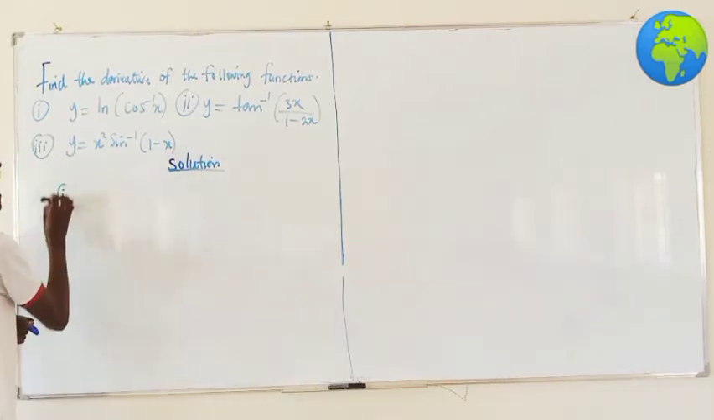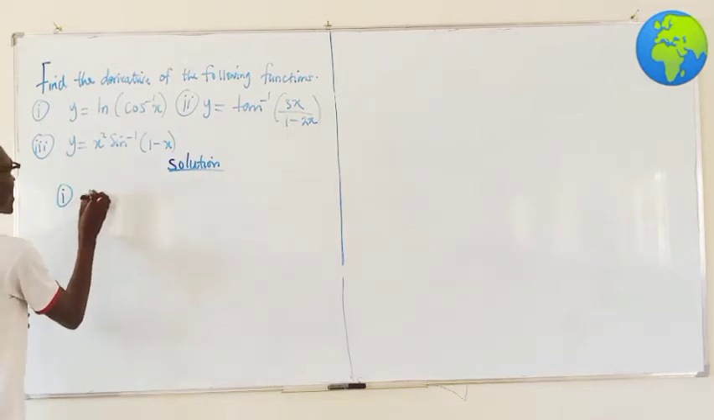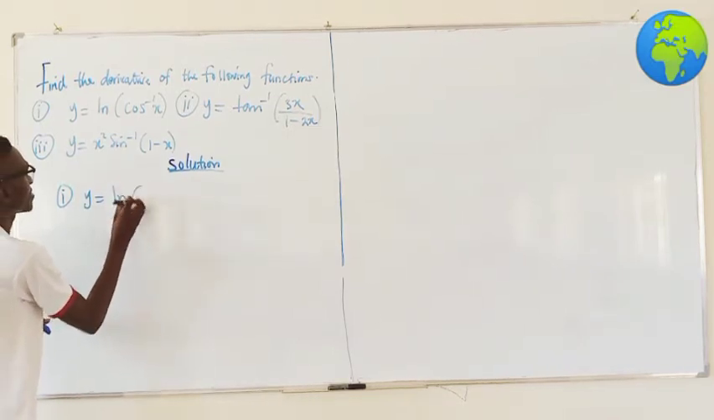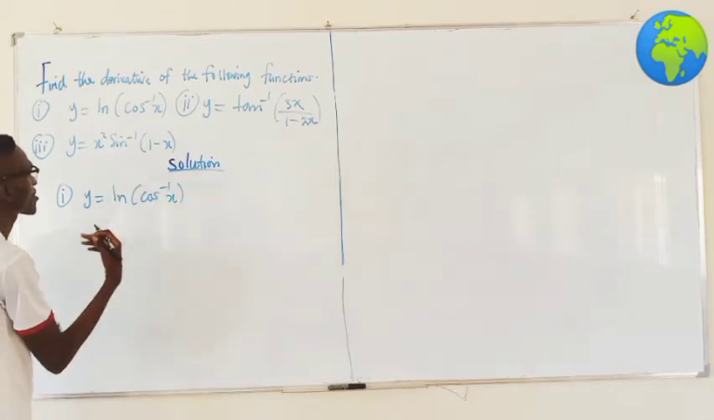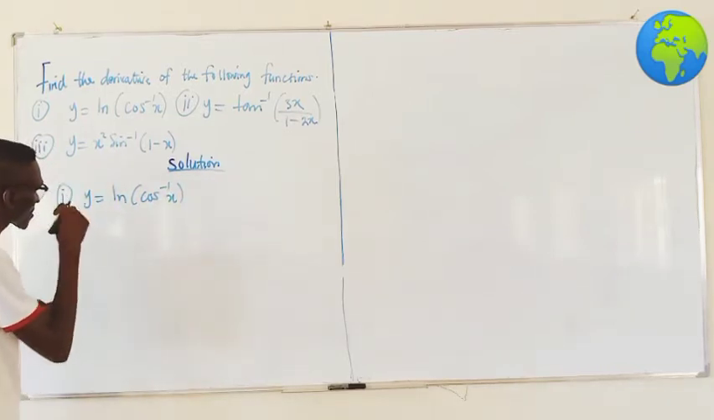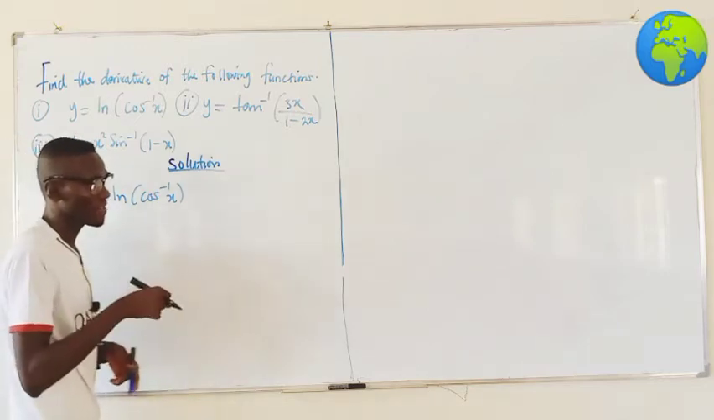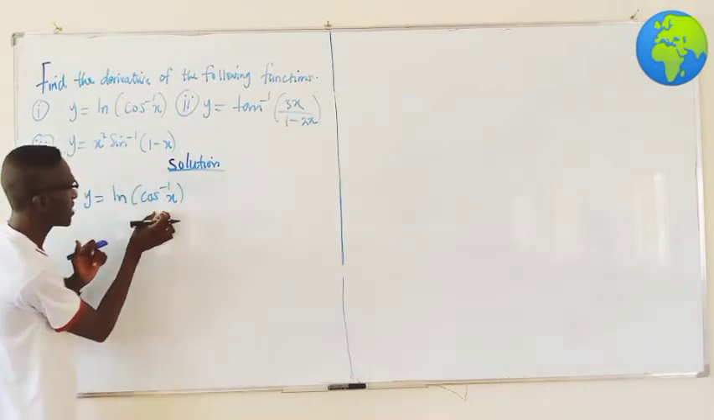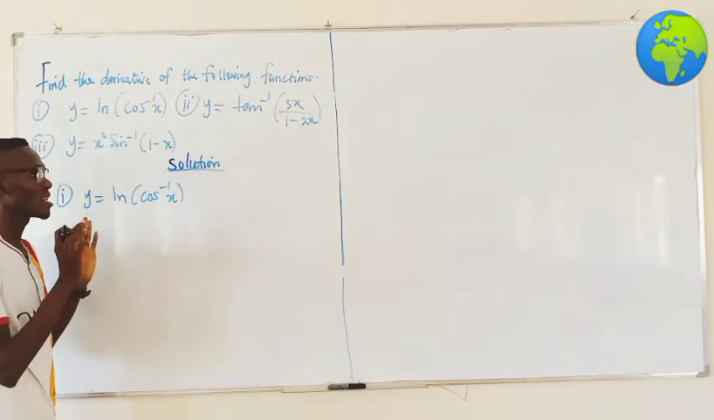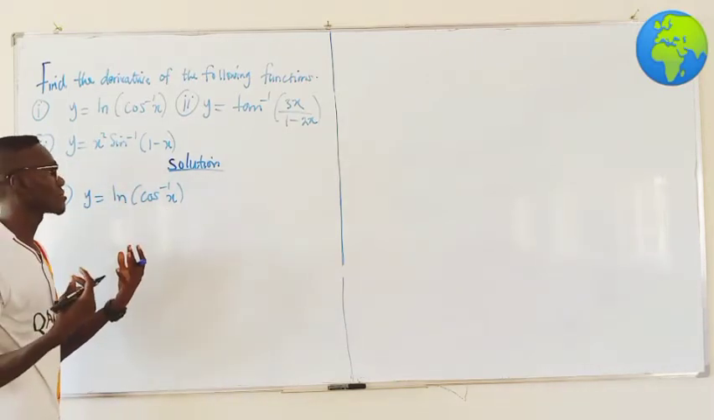So the first one, which is y equals ln cos inverse of x. Ln is just the natural log we all know. So same idea. This time around, it's not the cos inverse that is having a function inside, but it is a function inside a function. So it's still same thing. It's all about chain rule again.